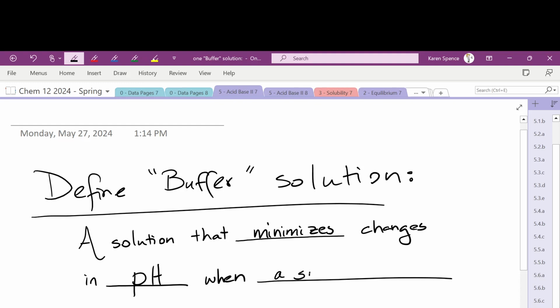When a small amount, because eventually, if you add a large amount, it'll overcome the buffer. When a small amount of strong acid or base is added. This is what we call an operational definition.